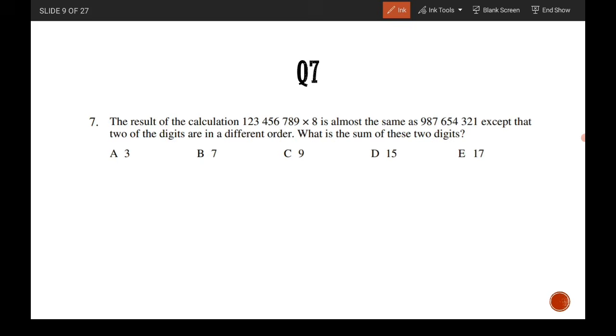Now, at first glance, this looks like a scary question. They are massive numbers. How are we possibly going to be able to do this on such a quiz where we need to be quick? But we need to make a start. And we can do that by just considering the first or the last digit here.